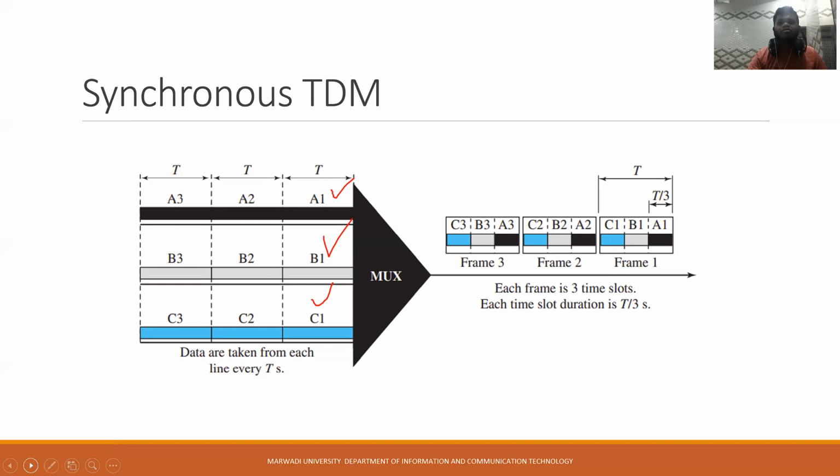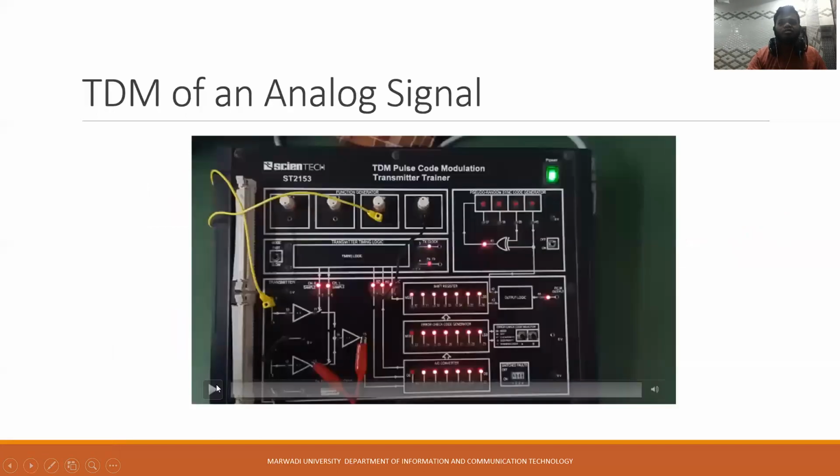Then we will move forward. This is a video of an experiment I performed, where we are seeing time division multiplexing of an analog signal. Here we have a basic TDM trainer kit. This is the time division multiplexing circuit, and we have provided input to both the channels, and we are taking the output to the CRO, which you will see.